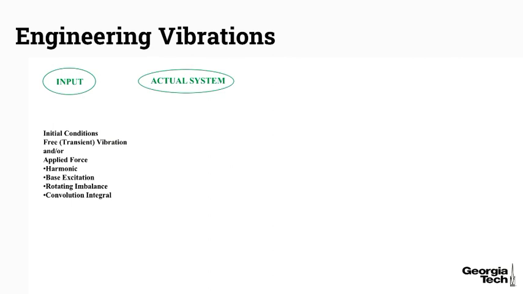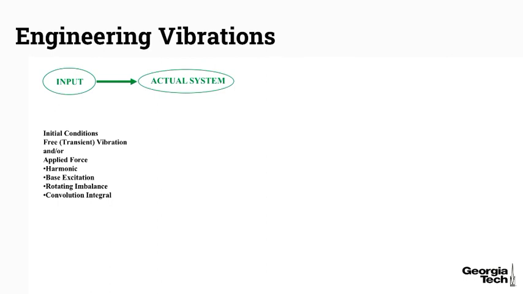You can have initial conditions. You can have free transient vibrations. Or you can have things like an applied force or harmonic force, like we would see in the grain elevator. And some other ways of inducing input would be base excitation, a rotating imbalance in the motor system. And the other input that we're going to talk about near the end of the course is using the convolution integral. And so we'll cover all these as we go through my first course, Introduction to Engineering Systems of Motion, and my second course, Applications of Vibrations.